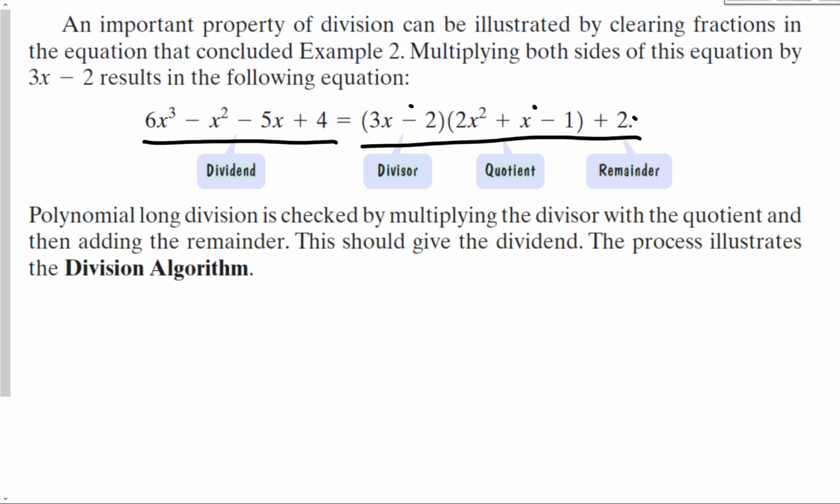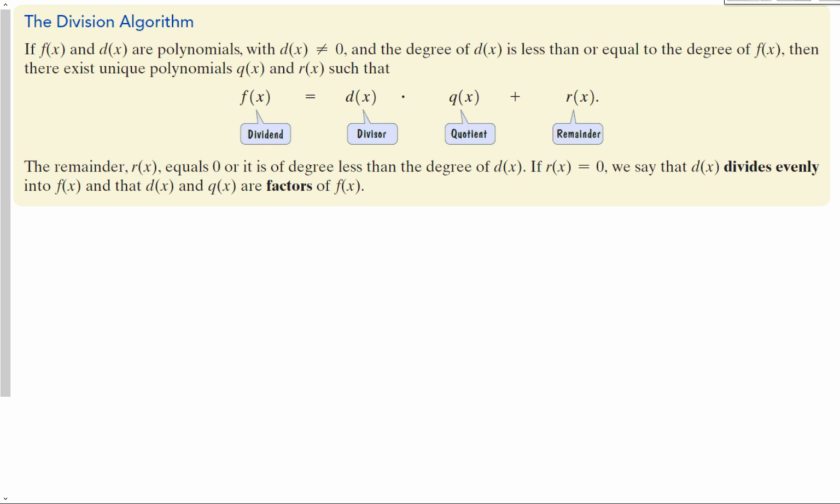And this is how you would check. If you want to check your answer, you could distribute these together, just add 2 to the constant term, and you should get your original equation. Okay, so this is the division algorithm.